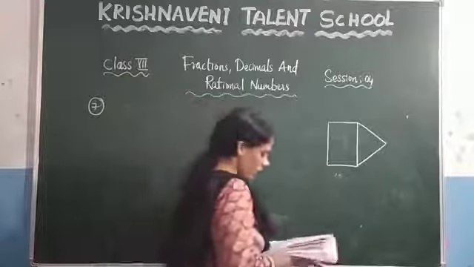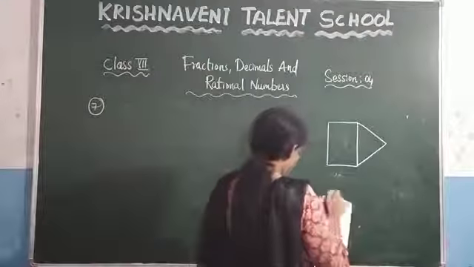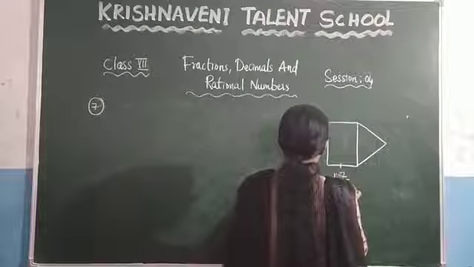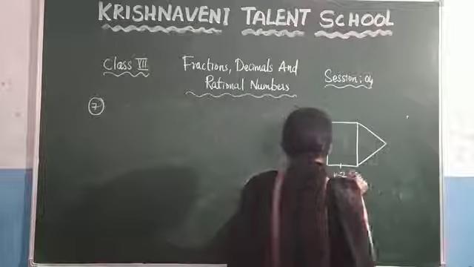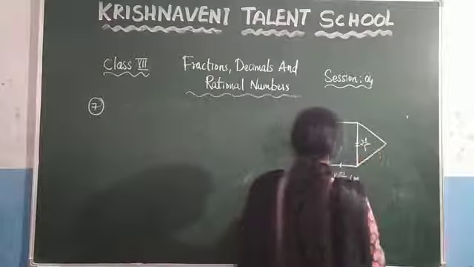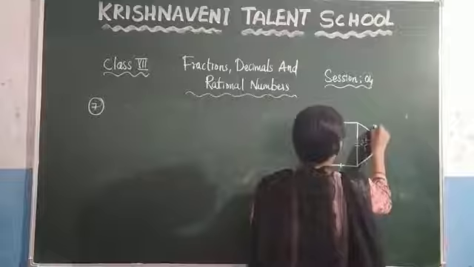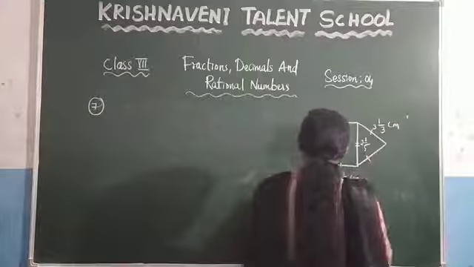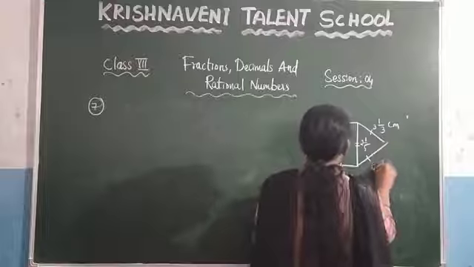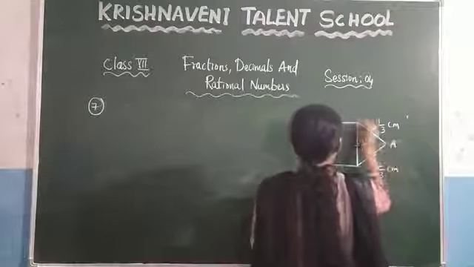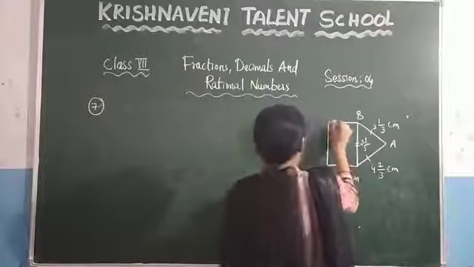Now here they have given the length of this one. They have given this breadth as 2 by 3 centimeters, and they have given this length as 1 by 5 centimeters, and here the other sides of the triangle they have given as 1 by 3 centimeters, here 2 by 3 centimeters, and they have marked this one as A, B, C, D, E.